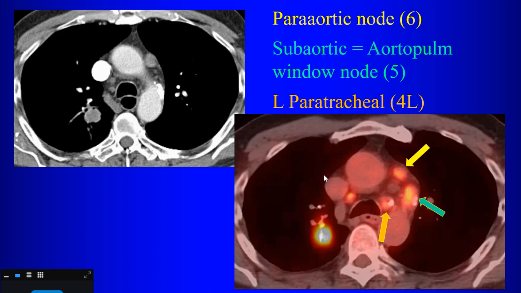Here's a nice example where we have a para-aortic node there. Subaortic is the same as aortopulmonary window. That's this guy over here. Paratracheal, this node over here, adjacent to the trachea. So para-aortic here, aortopulmonary window, left paratracheal.